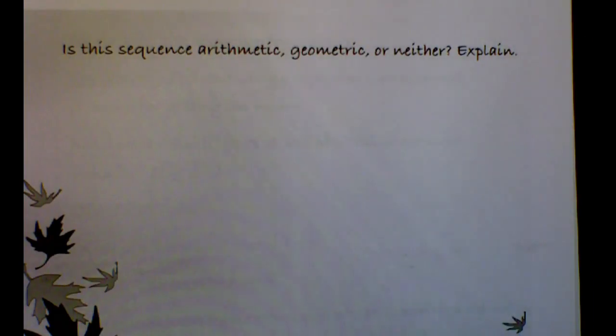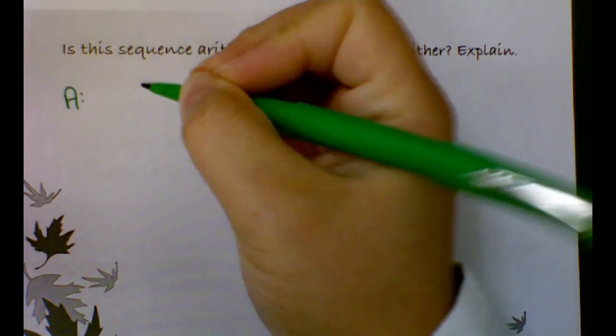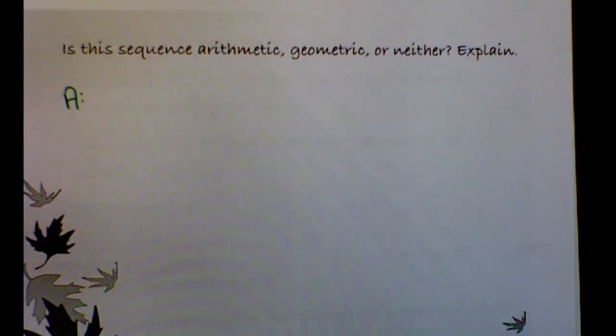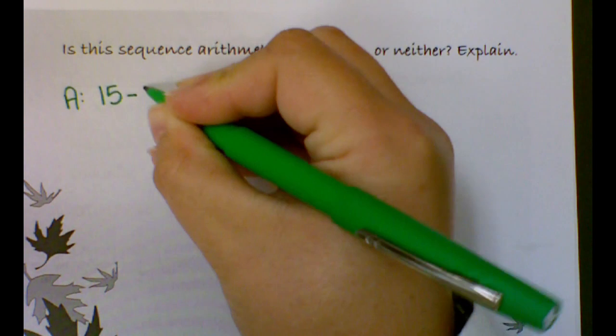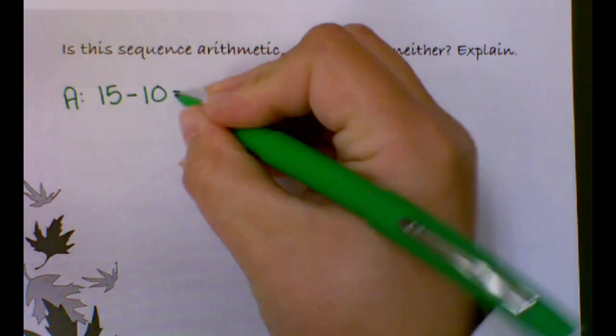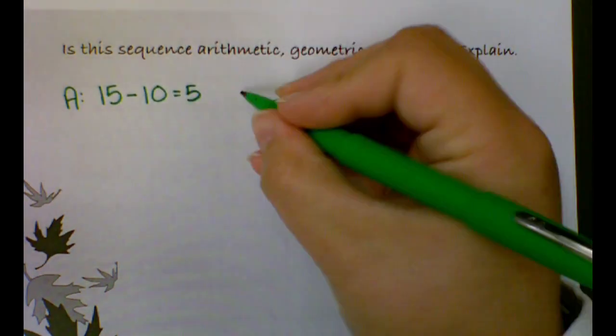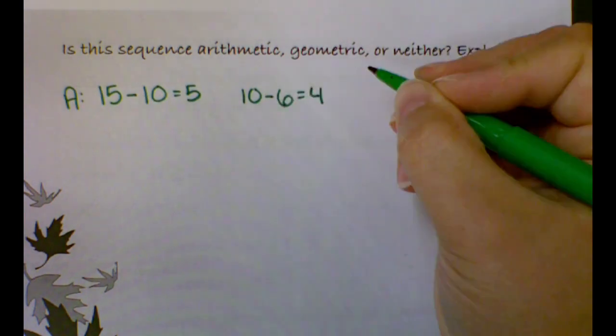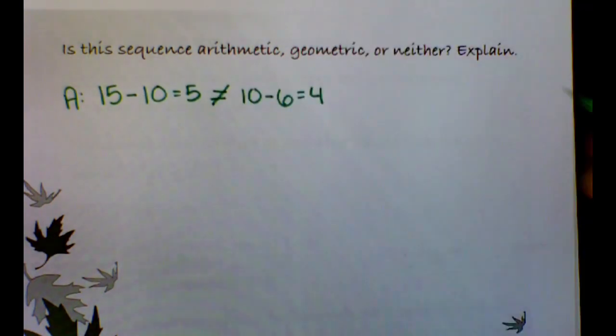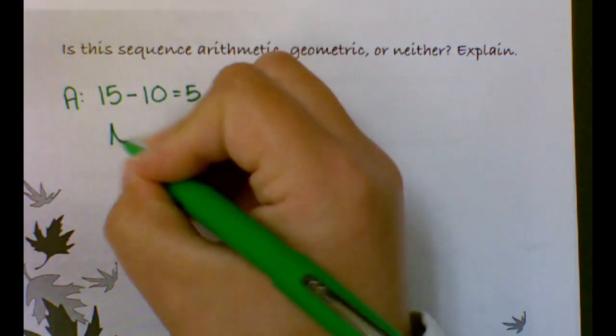Is this sequence arithmetic, geometric, or neither? Explain. To do this, we check the rules we've learned about already. To check for an arithmetic sequence, we subtract values. Any value minus the step before it. So let's take step 5 is 15 minus step 4 was 10. That gives me 5. All right, well, step 4 was 10 and step 3 was 6. That gives me 4. Already those differences are not equal, so we know it is not arithmetic.